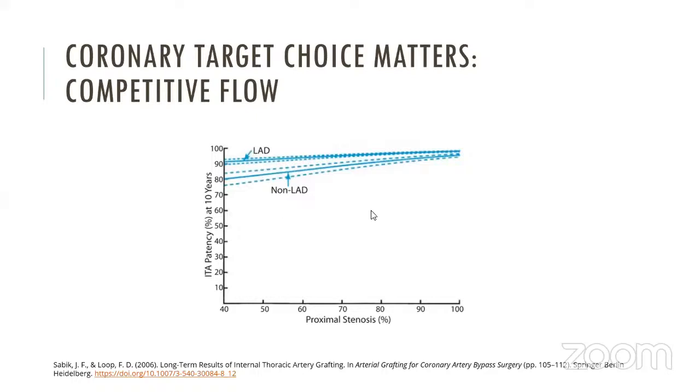Now, to illustrate this, this is the implantation of IMA within the LAD and within a non-LAD target. If you look at the outcomes when you implant the IMA into the LAD, no matter what the proximal stenosis is, you're more likely to have a patent graft with the passage of time. However, when it's a non-LAD target, circumflex or RCA or PDA, the more proximal stenosis that you have, the fewer patent targets that you have after 10 years.